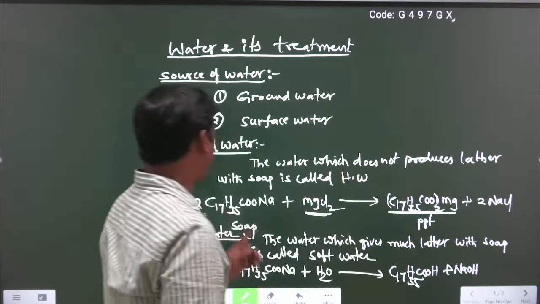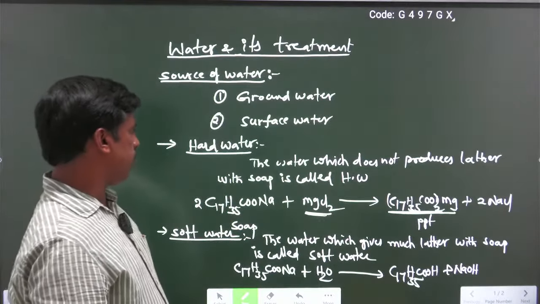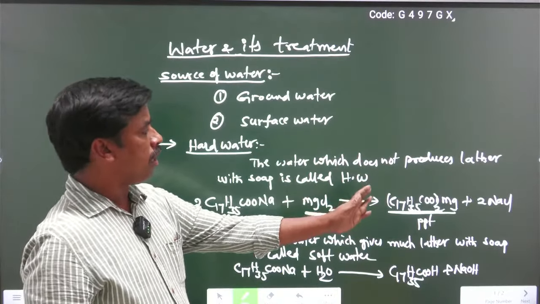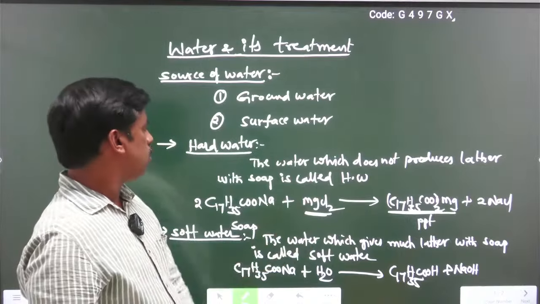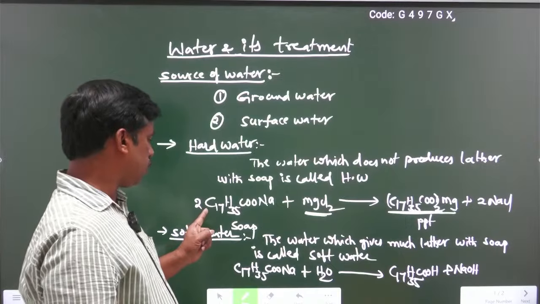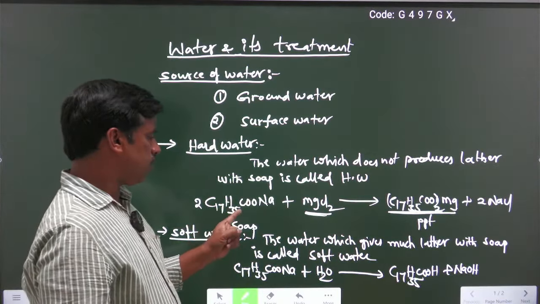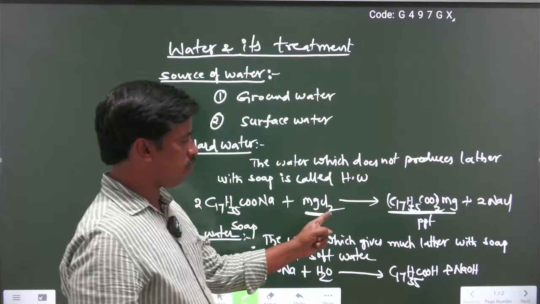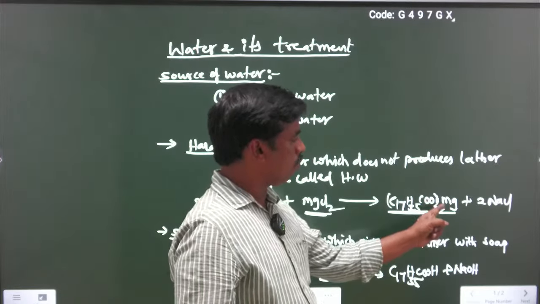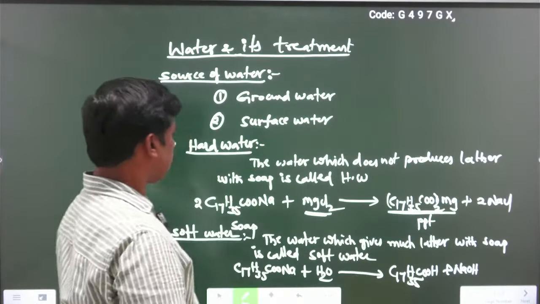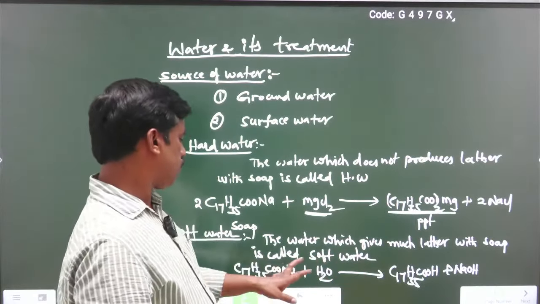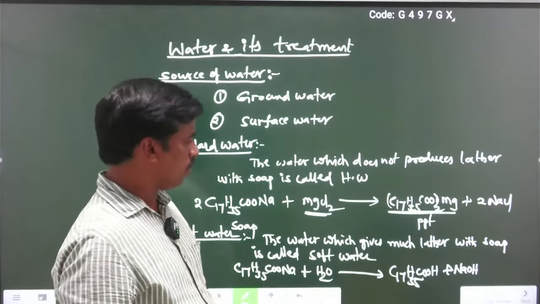This is hard and soft water. Once again, hard water means the water which does not produce lather with soap. In the hard water reaction, 2 C17H35COONa reacts with magnesium chloride to give (C17H35COO)2Mg plus 2 NaCl. That is hard water. Next, soft water, the water which gives much lather with soap, is soft water. The soft water reaction is this.